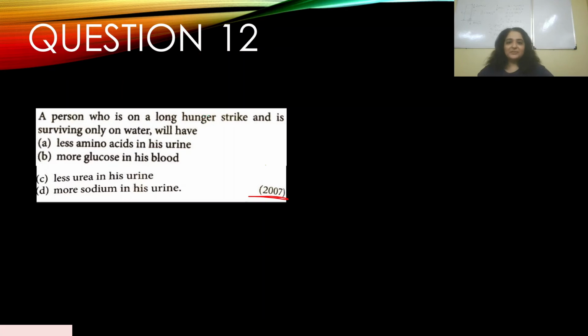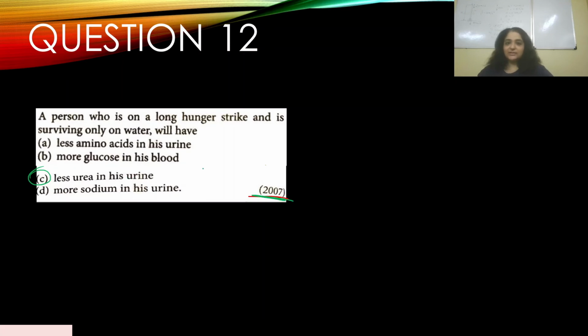Okay, so question number 12. A person who's on a long hunger strike and is surviving only on water will have: less amino acids in his urine, more glucose in his blood, less urea in his urine, more sodium in his urine. Clearly from the options we can say that a person on a long hunger strike, that means undergoing starvation, will have less urea in his urine, and this appeared in 2007.